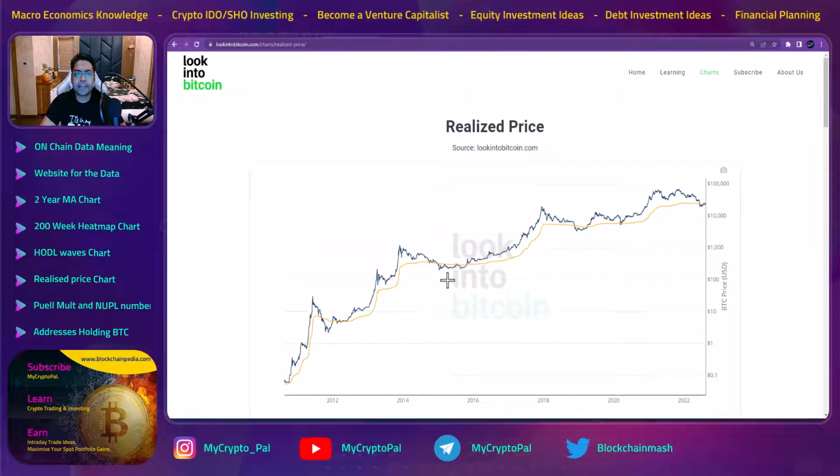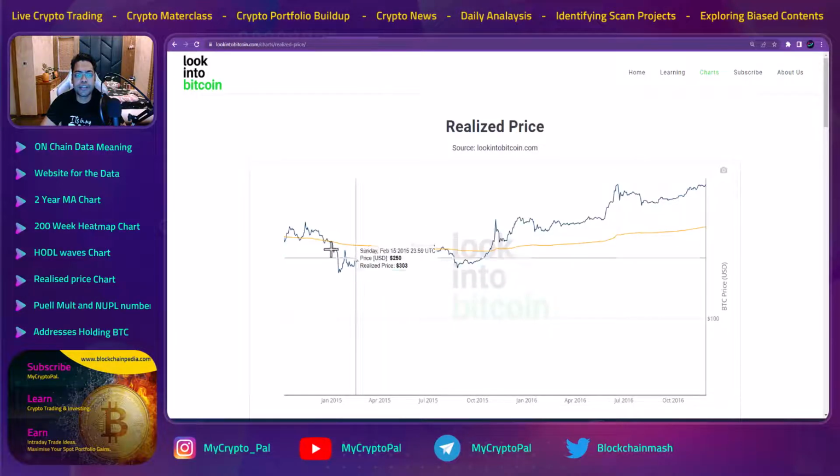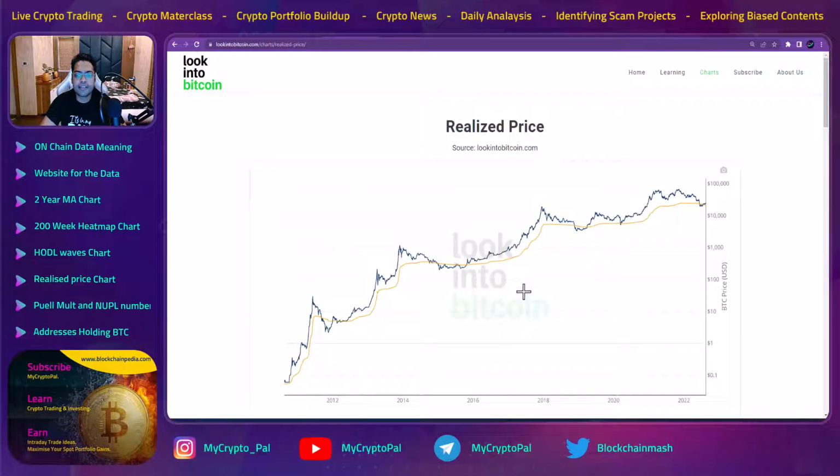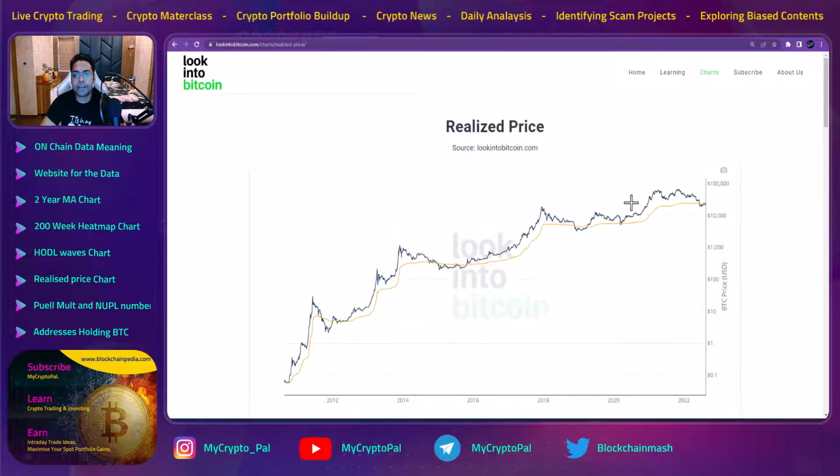You can see whenever Bitcoin has dropped below its realized price, and you buy, then it has given some good returns in the future. You can see over here when it dropped below this, you buy and you got a very good return. Same over here, when it dropped below the realized price and you buy, you get a good return.